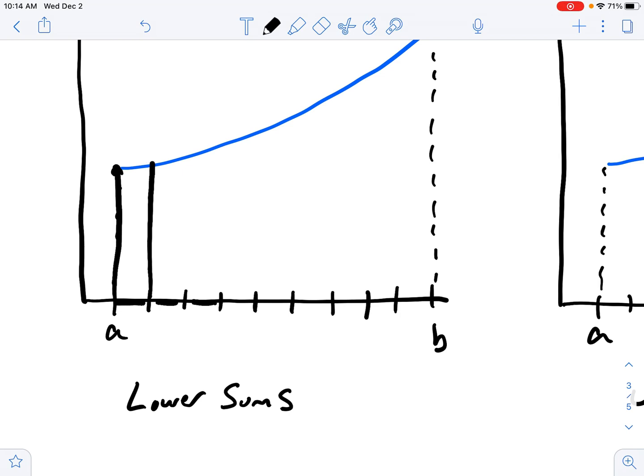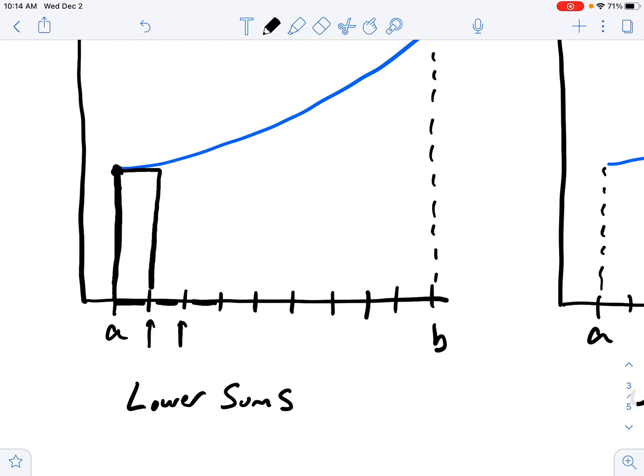Well, it's the left side in the way I've drawn this that's lower. So what I do is I go up to the lower side of the function on the subinterval, and that's going to define the height of that rectangle there. So there's the height of the first rectangle. I used the y value at A.